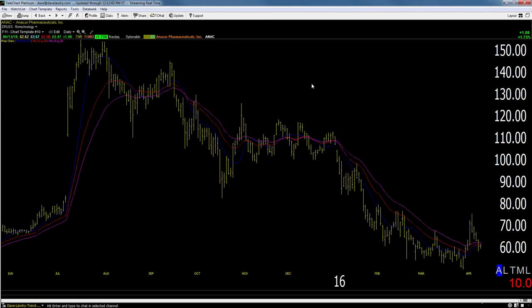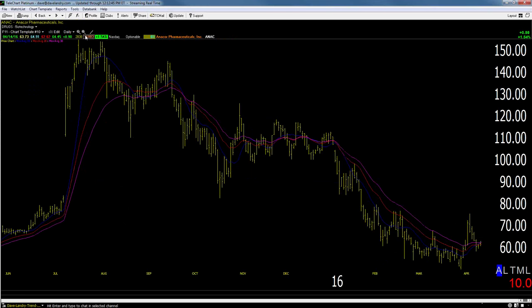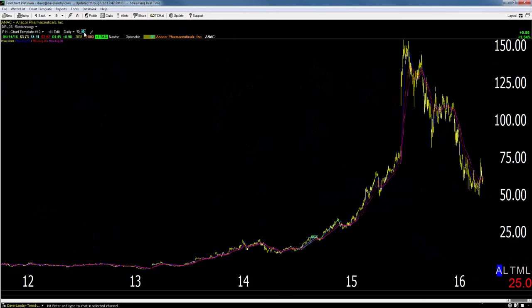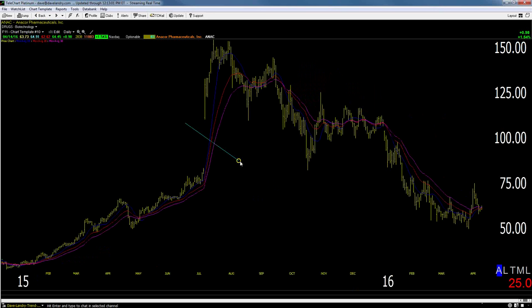ANAC. There it is. Good volume, biotech. I prefer if they were coming off of major lows. I hear you. It's coming off of multi-year lows. Kind of crazy longer term. Had this huge gap up, everybody had to own the stock, then it came back down. I hear you. It's trying to bottom out. But just the longer term action in the stock would have me not too excited about it. I'd look for something else.